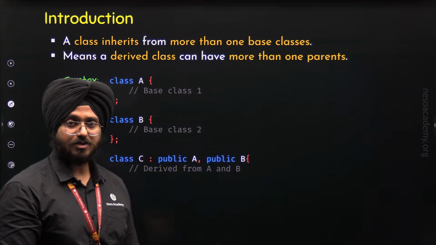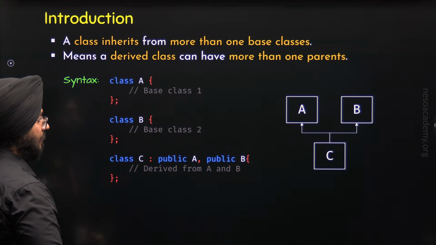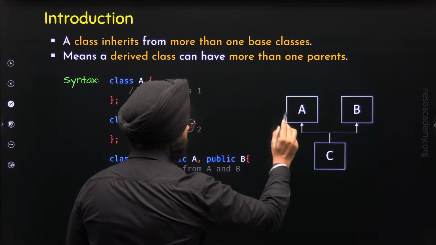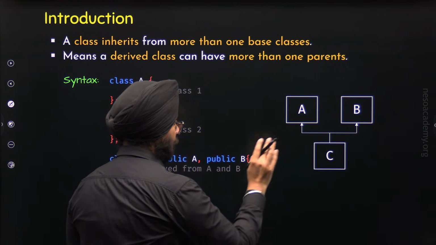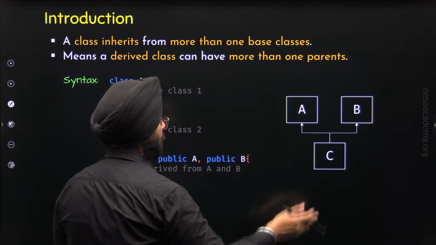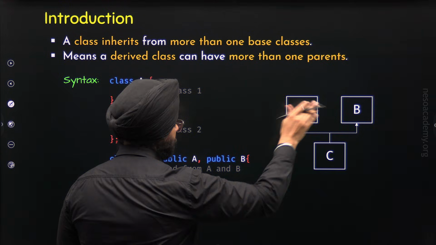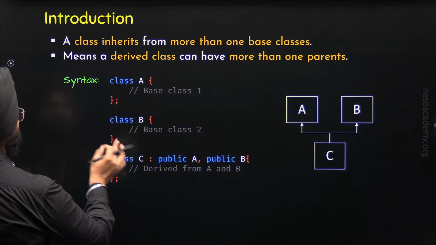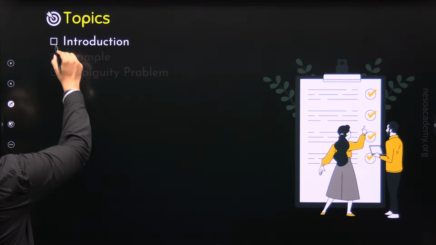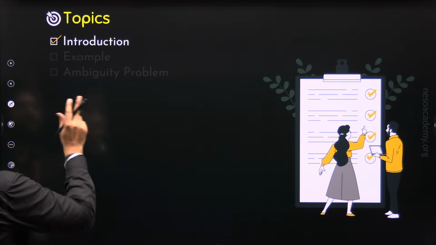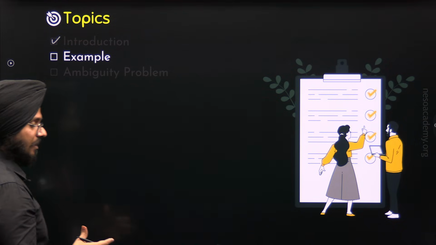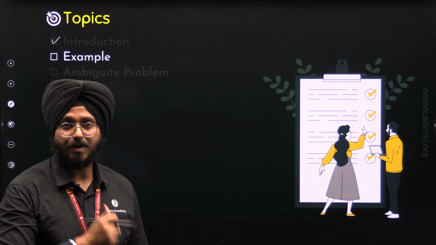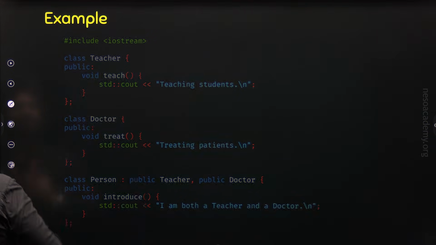Now we can visualize this with the help of this diagram as well. Here we can observe that class C is inheriting from both these classes A and B. Therefore, we have multiple inheritance because the derived class has more than one base class. Now we have understood the basics of multiple inheritance. This means we are done with the first topic. Let's move to the second topic where with the help of an example, we will now understand how multiple inheritance can be implemented. Here is the example program.